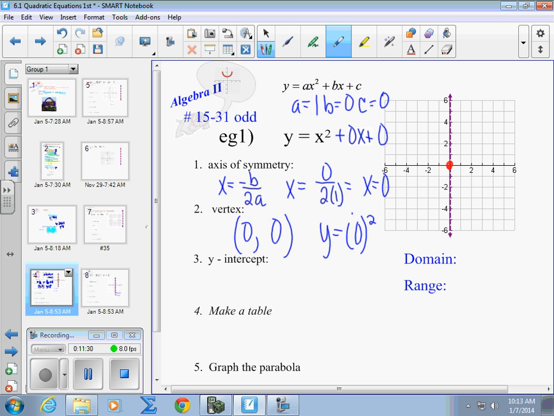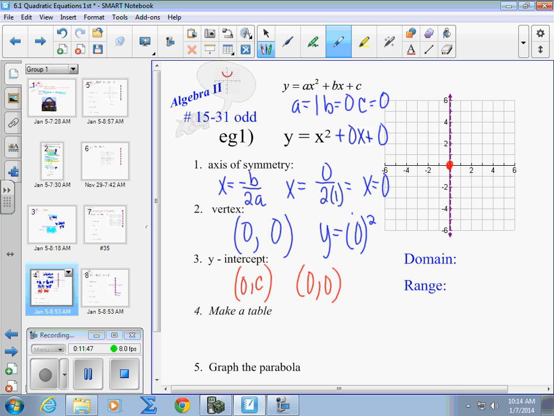The y-intercept is 0 for B. So in this case, the y-intercept is also 0, 0. So the vertex and the y-intercept are the same. That's not always the case, but in this one it is.